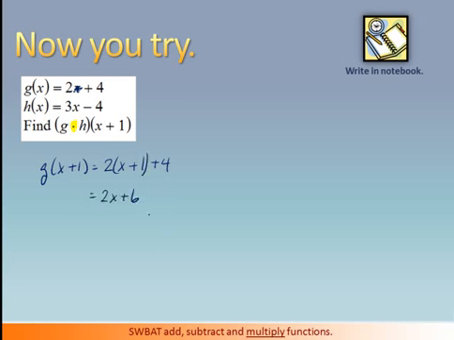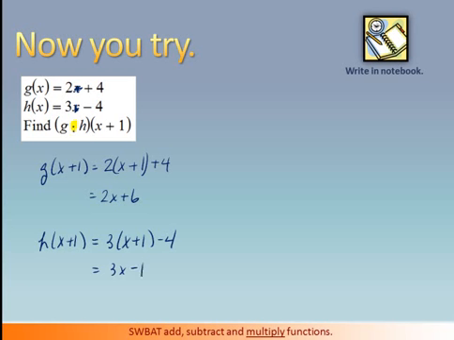Do the same thing for h at x plus 1. So wherever I see that x, instead of him, I'm going to put an x plus 1. So that's 3 times the quantity x plus 1, minus 4. Simplify, this would give you 3x. That would be a plus 3, and minus 4 would be minus 1. So those are the two answers separately.